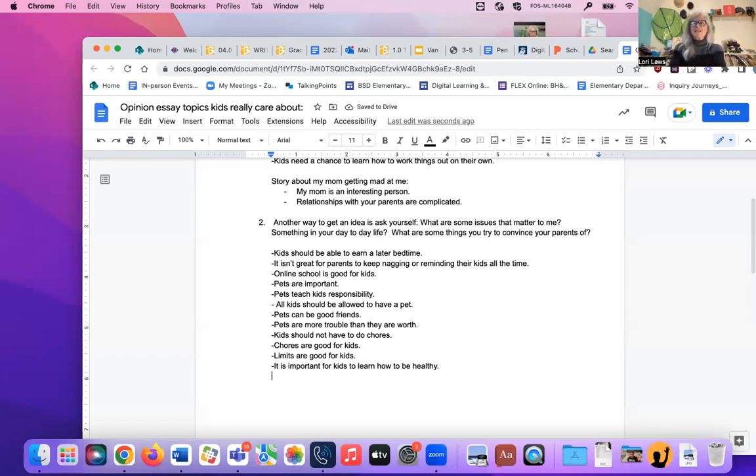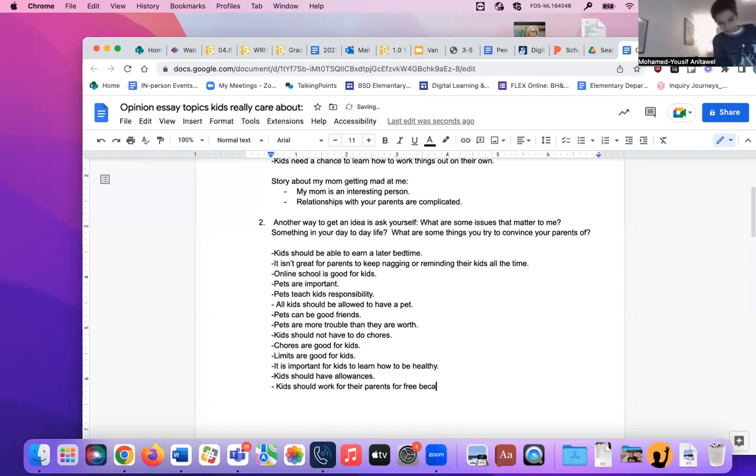Toys, money. Do you think kids should have allowances? Yeah. Yes. Yes. Allowances. Is there anybody who doesn't think kids should have allowances and thinks that their parents are already paying for everything and that kids don't need allowances? Maybe? I think kids should work for their parents for free because their parents already pay for everything.